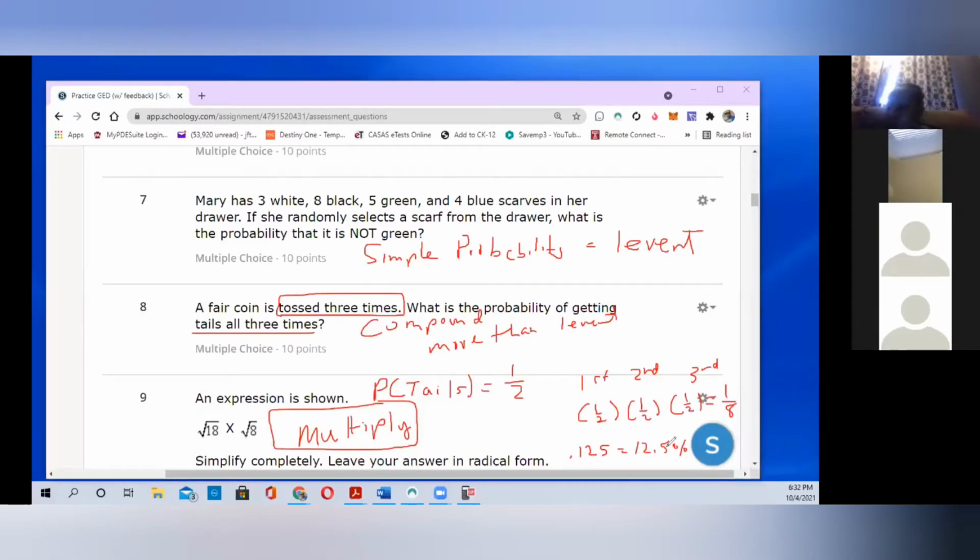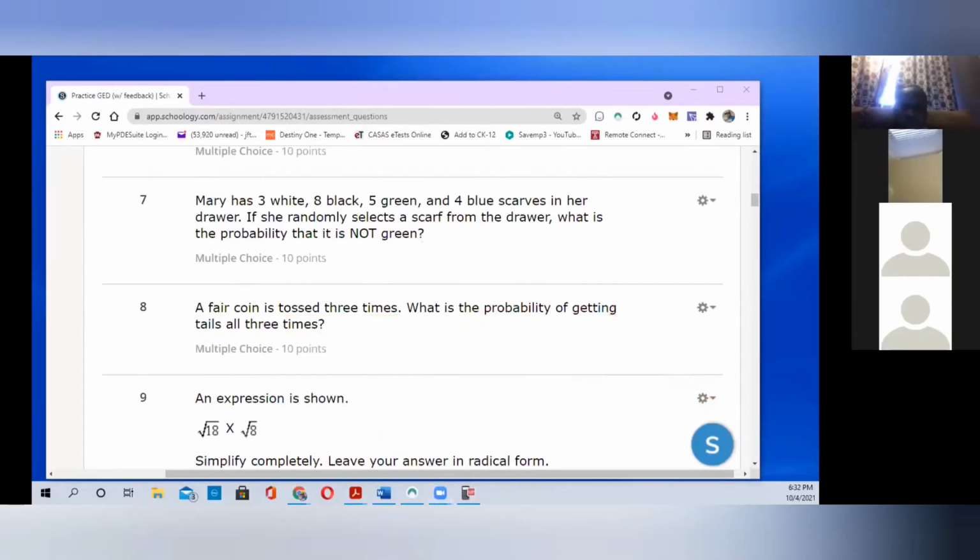Now, compound probability is more than one event. So you find a simple probability of each event, and then you multiply them together. Everybody understand that? Yeah. Okay, very good. Let me clear it. Let's go to number 9.